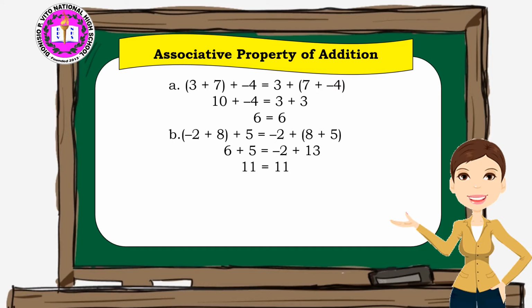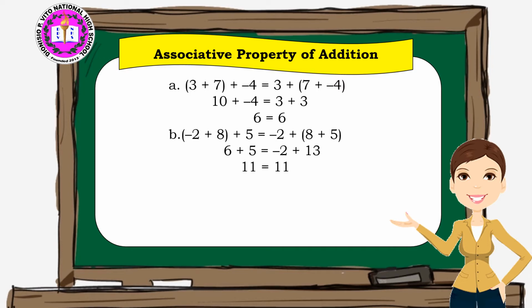So we have 3 plus 7 is equal to positive 10, plus negative 4, which is equal to positive 6, which is equal to 3 plus the quantity 7 plus negative 4, which is equal to positive 3. Therefore, 3 plus 3 is equal to positive 6.